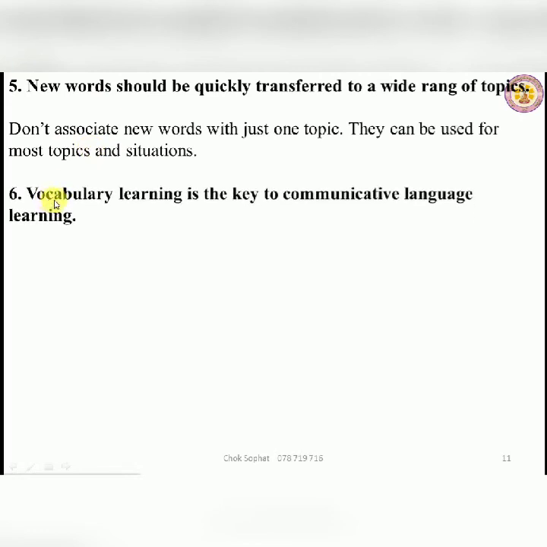Number six. Vocabulary learning is the key to communicative language learning. So, if your students learn the vocab, it is the key to communicate. So they can use the vocab that you are teaching to apply in communication, especially in speaking.